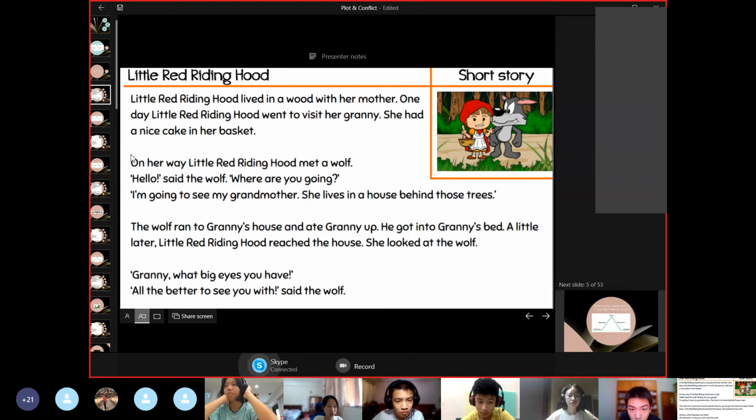On her way, Little Red Riding Hood met a woodpecker. Said, "Where are you going?" "I'm going to see my grandmother. She lives in a house behind those trees."